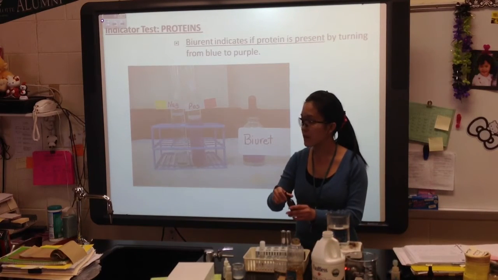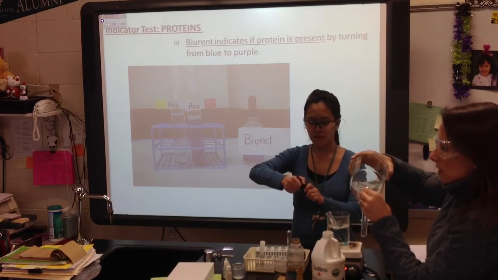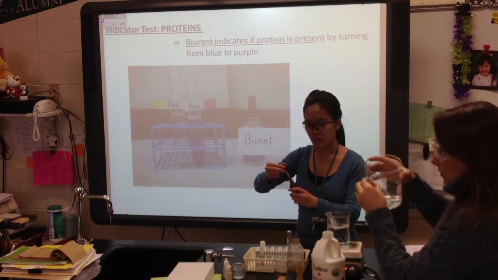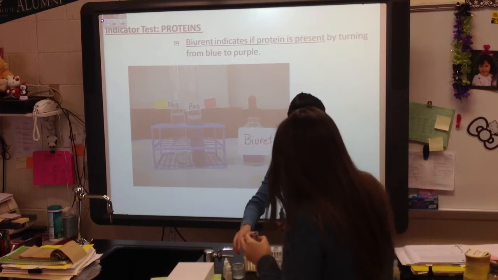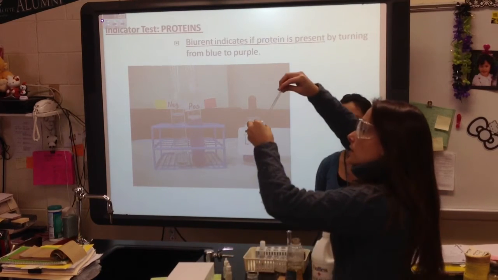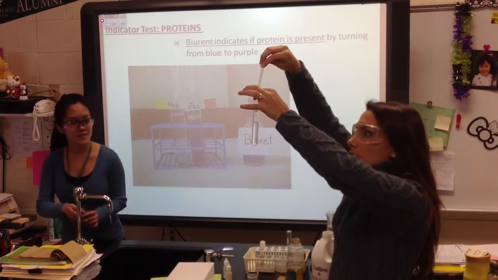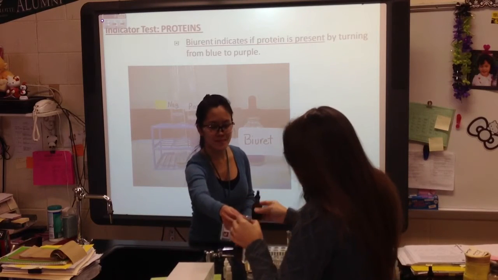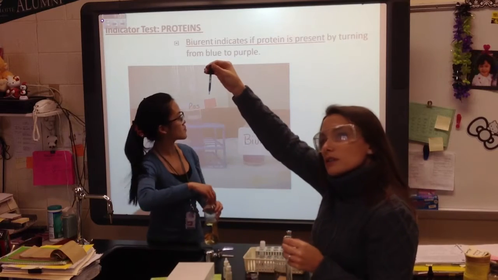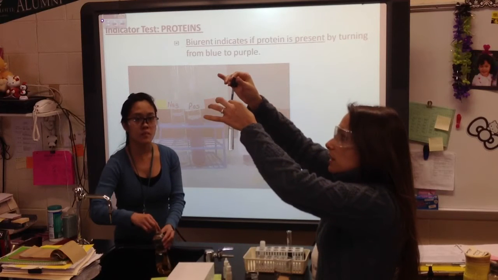So remember, you always start by adding a little bit of water to your test tube. And now we're going to add the protein to it. I add my 15 drops. And then I add my 4 drops of the Biuret. Notice that the Biuret also starts as blue, kind of like Benedict's, but Biuret tells me if protein is present.